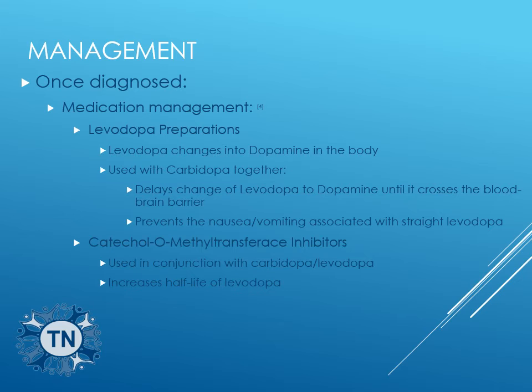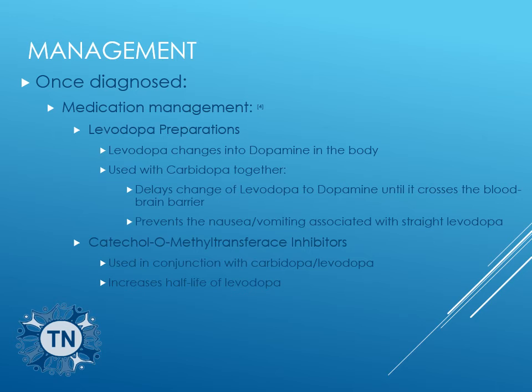Levodopa is almost always used with carbidopa because once levodopa enters the system, it is transformed into dopamine. And when used with carbidopa, that delays that change of levodopa into dopamine until it crosses the blood-brain barrier to where it can actually be used to help manage Parkinson's disease symptoms.